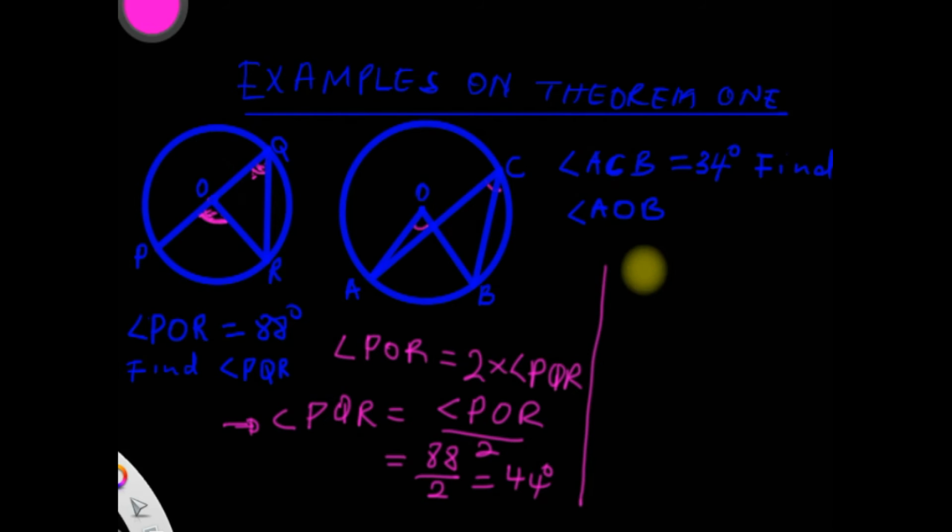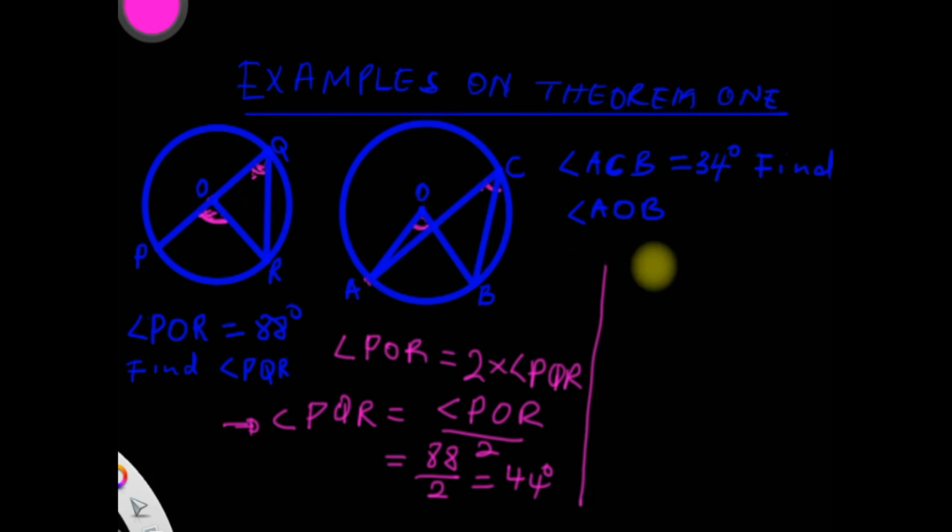So we know that the angle formed by an arc at the center, let me state it as you know, the angle formed by an arc, this is the arc AB. So the angle formed by this arc AB at the center, this angle which we have to find, is always equal to 2 times the angle formed by this same arc on the circumference.